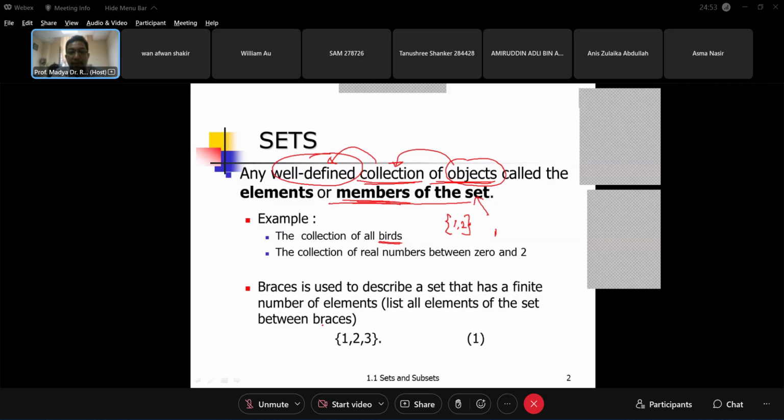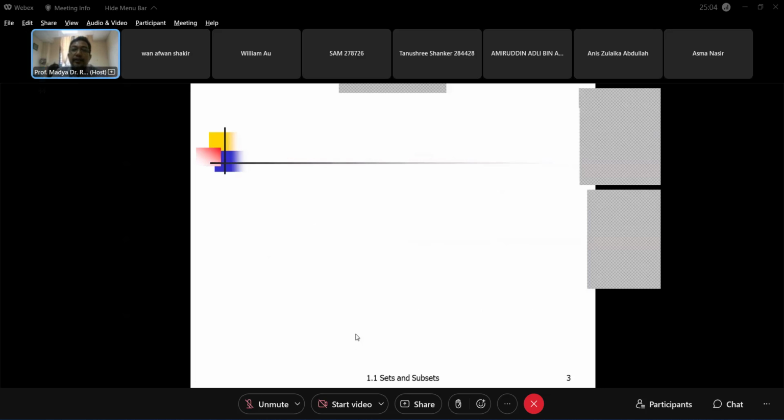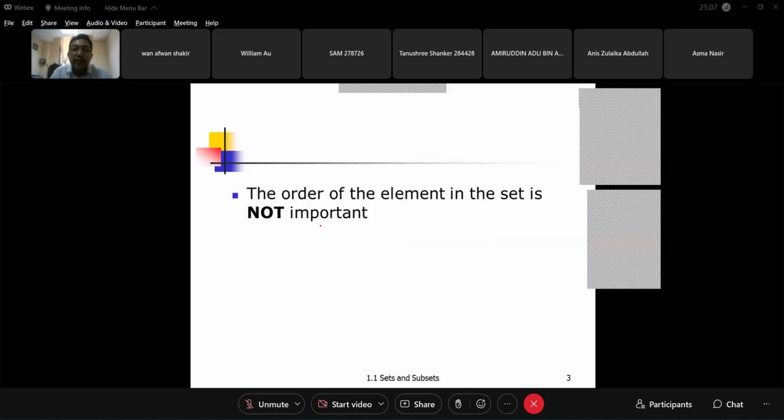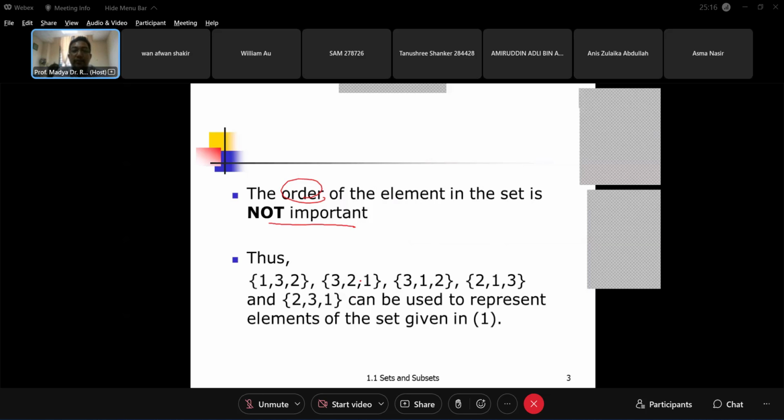Okay, for example, given by this slide, 1, 2, 3. So open and close bracket, and between each object we separate by a comma. In a set, order is not important. For example, once we have the numbers 1, 2, 3, we can represent them by 1, 3, 2, or 3, 2, 1, or 3, 1, 2, or 2, 1, 3, or 2, 3, 1. We can utilize any one of these representations in order to represent 1, 2, 3 as a set.